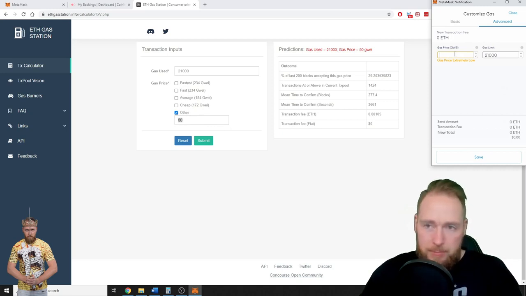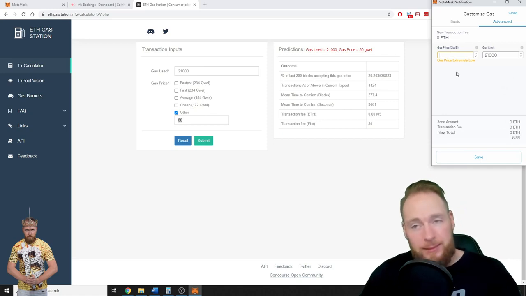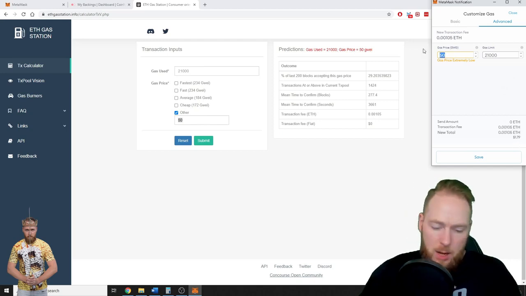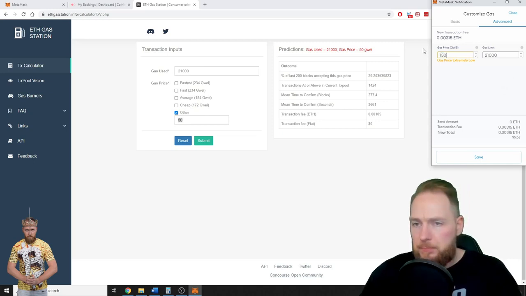So I'm gonna input, because I'm playing with 1 Ethereum, I'm not gonna take any chances because I'm sending 1 Ethereum. So I'm just gonna input 150 or 172. It will cost me a little bit more. If you input 50, it will cost you only $1.79. But let's not be cheap. For 1 Ethereum, 150, and then you save it.